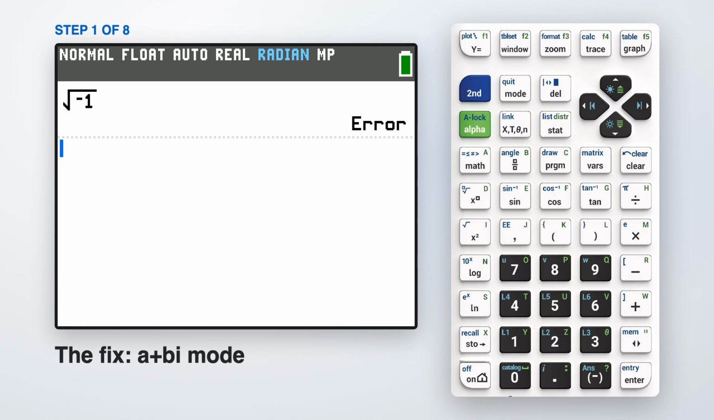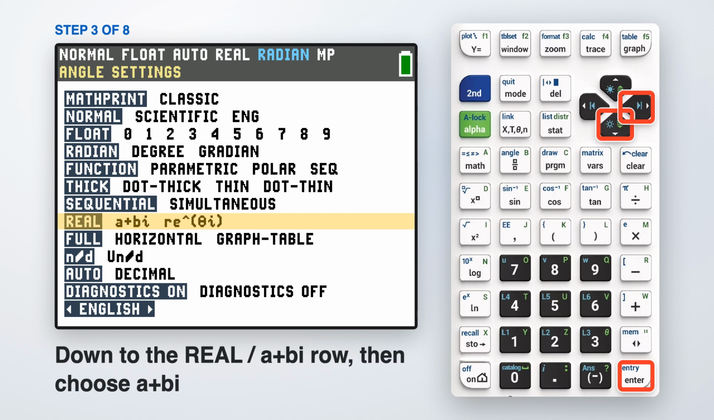By default, the TI-84 Evo doesn't properly handle imaginary numbers, so typing the square root of -1 gives an error. We can fix this by switching to a+bi mode. Press the mode key. Now arrow down to the row that reads real, a+bi. Then arrow right and press enter. The status bar at the top switches from real to a+bi.